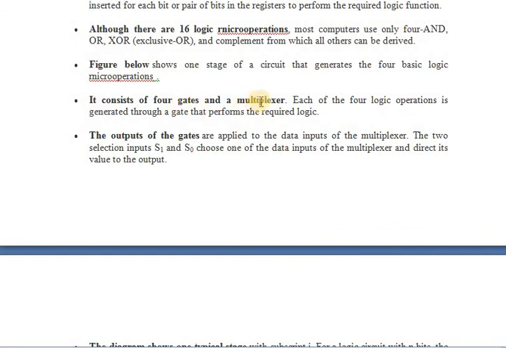See, it consists of 4 gates and a multiplexer. Each logic operation is generated through a gate and performs the required logic. The outputs of the gates are applied to the data inputs of the multiplexer. The 2 selection inputs are S1 and S0. Based on its inputs only, it will decide whether it is going to perform an AND, OR, XOR or complement. We will see that.